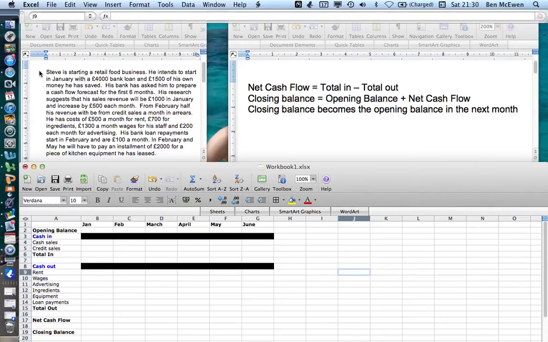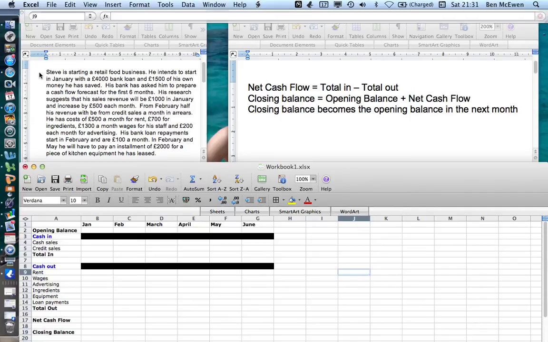Steve is starting a food retail business. He intends to start in January with a £4,000 bank loan and £1,500 of his own money he saved. His bank has asked him to prepare a cash flow forecast for the first 6 months. His research suggests that his sales revenue will be £1,000 in January and increase by £500 each month. From February, half his revenue will be from credit sales a month in arrears.